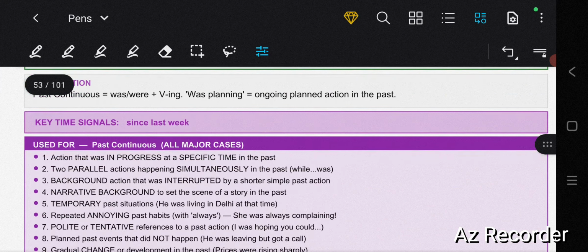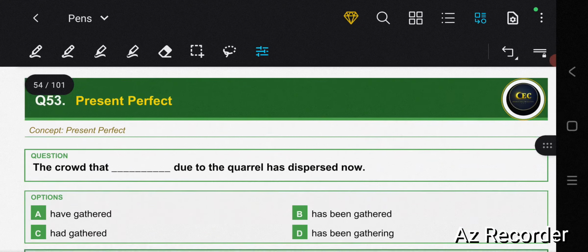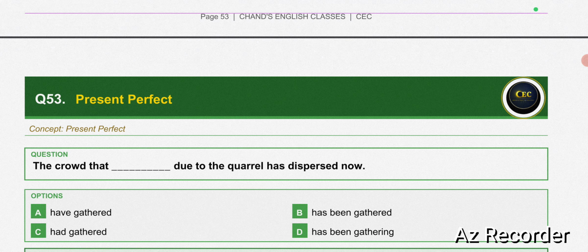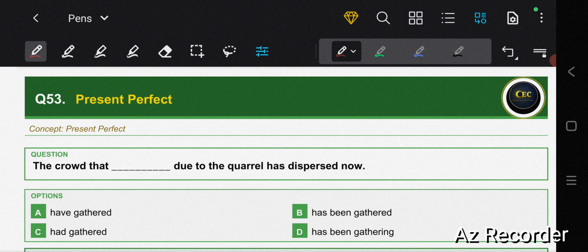Now the next question, that is 53, and in 53 we see the crowd that due to the quarrel has dispersed now. It is present perfect, and we have to establish the present perfect form of the verb within the sentence. The crowd that have gathered, has been gathered, had gathered, has been gathering. The number of the subject matters here. The crowd, though this is third person, is plural.